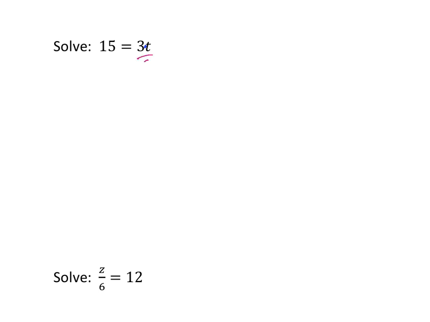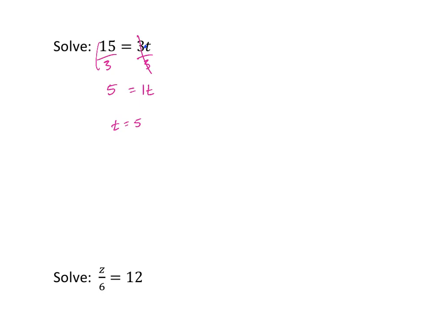So we're going to divide both sides by 3, which means 3 divided by 3 is 1. So we have 1t equals, and 15 divided by 3 is 5. So that means t equals 5.